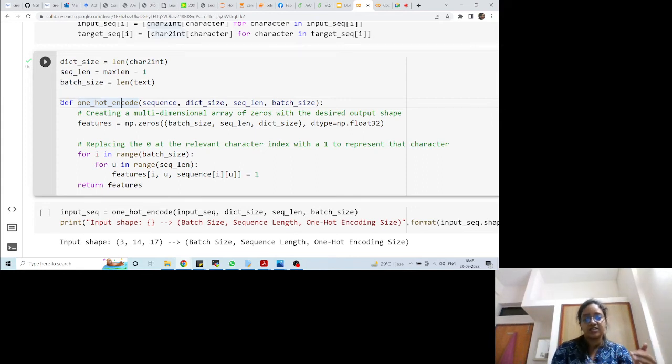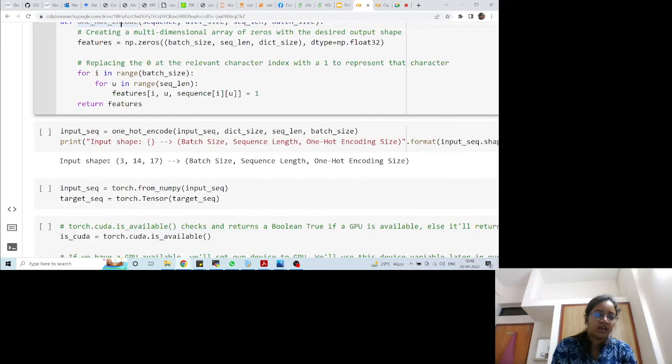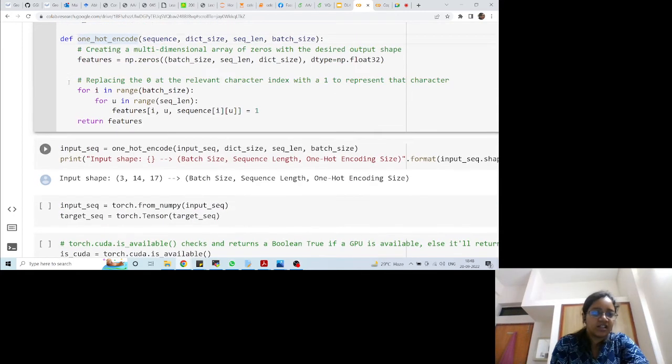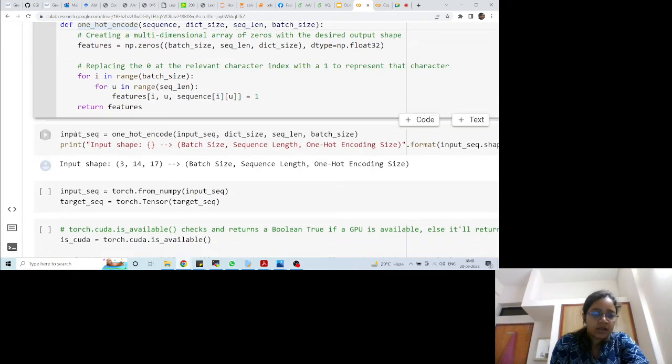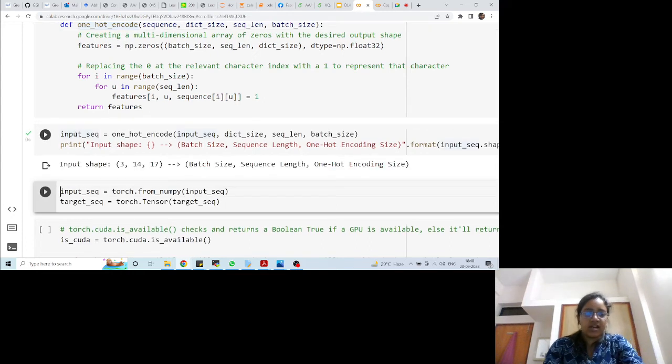So if you take the word hey, H-E-Y, H will have one such representation where only the position of H will be 1, others will be 0. E will have another such vector, Y will have another such vector. In this way, every letter, every alphabet, or every character in your text has a separate vector. So here basically this is how they one hot encode everything.